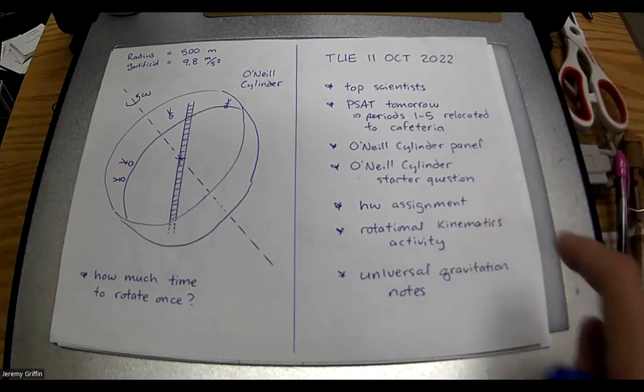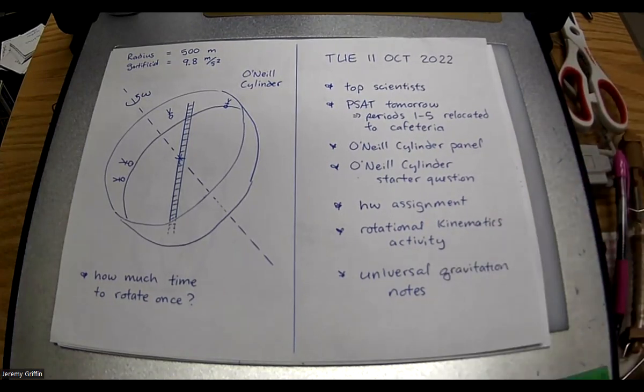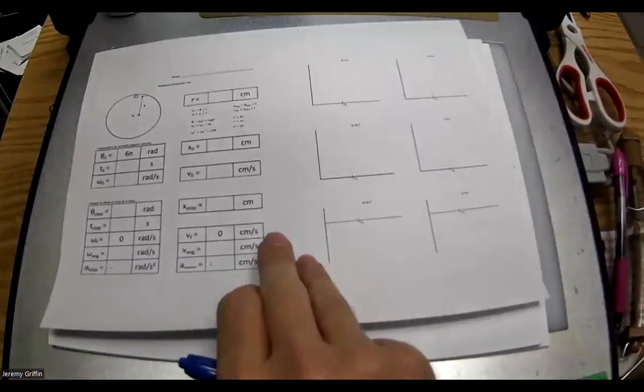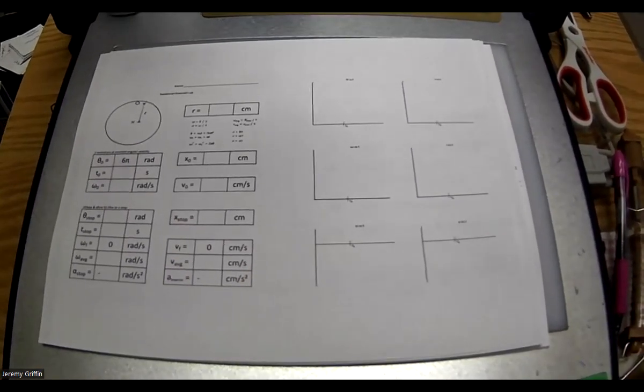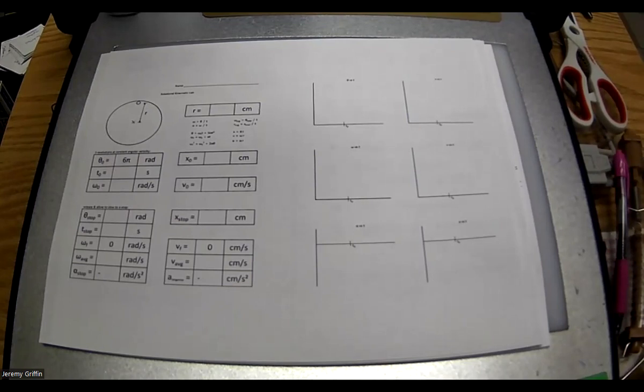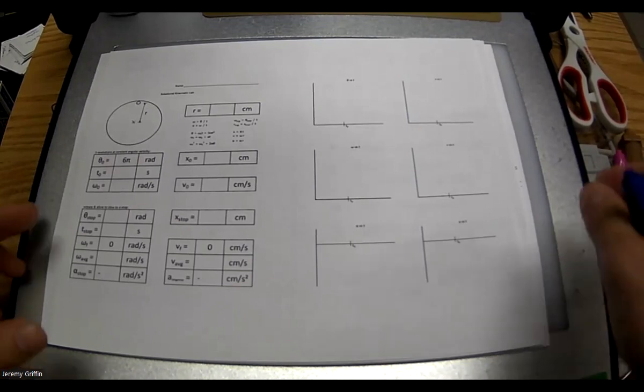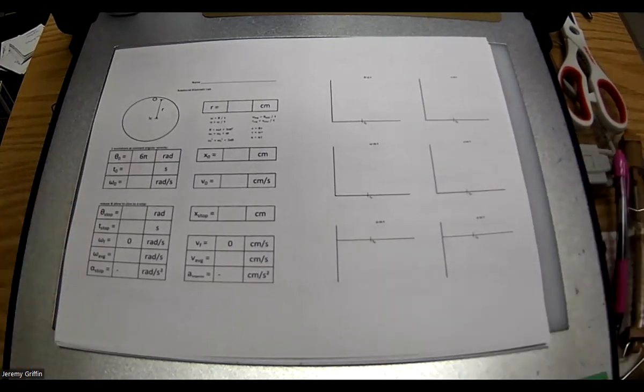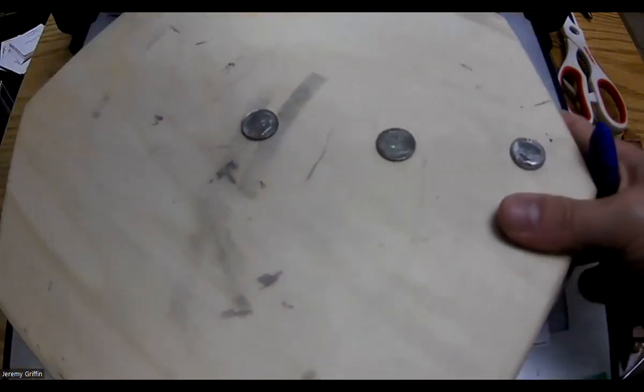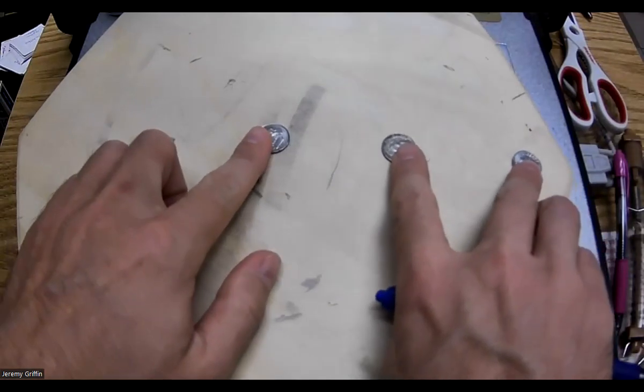So let's do this rotational kinematics activity. You guys have a page that looks like this? Who does not have this page? Now this is just extra notes for you guys, but just follow along with me. It's still all this rotational stuff.